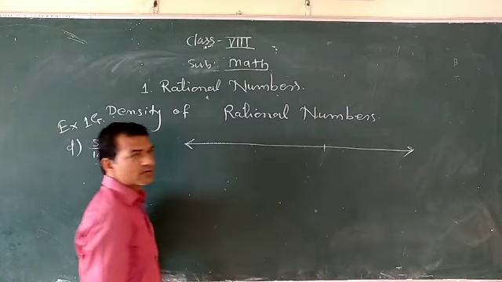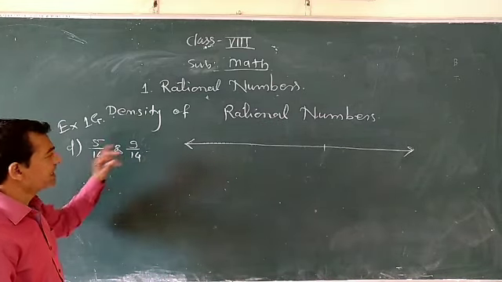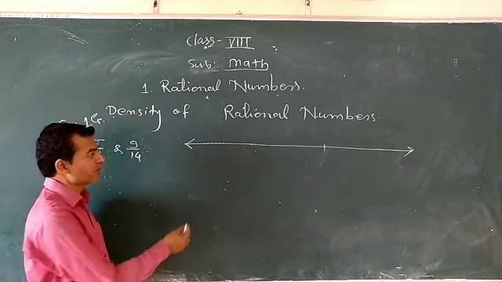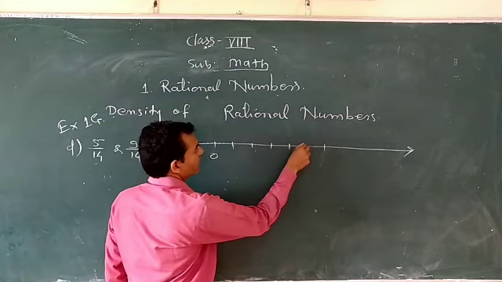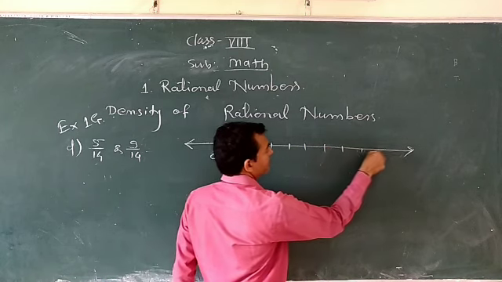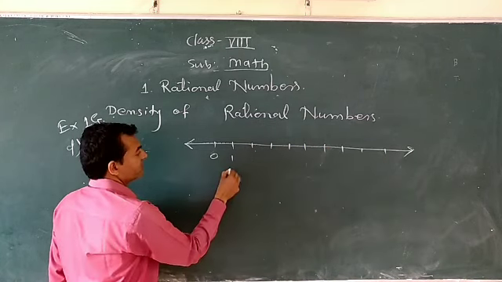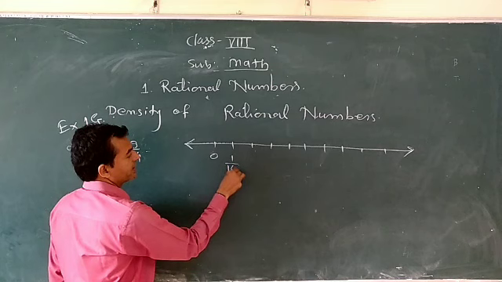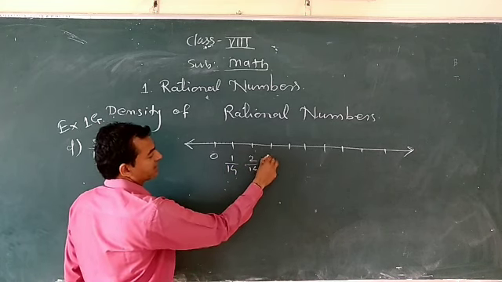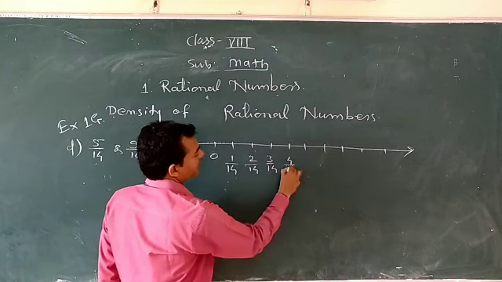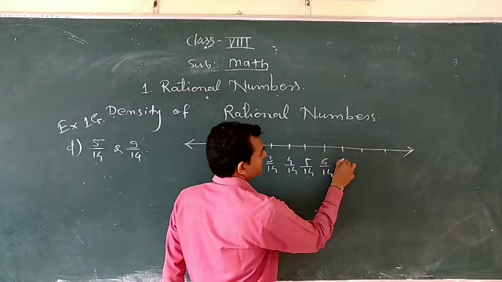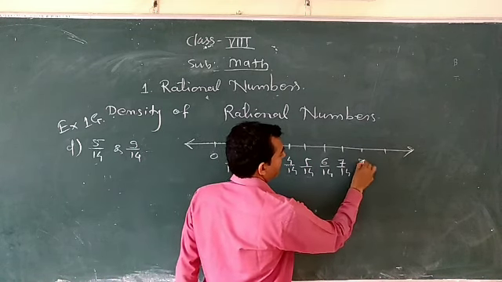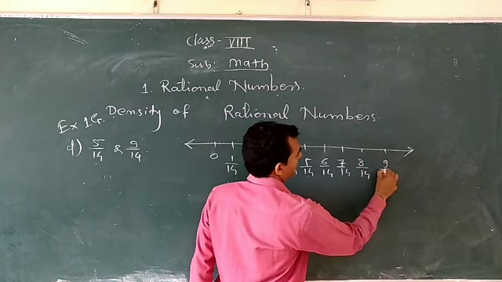Okay. Now listen here. 5 by 14 and 9 by 14 are there. Both numbers are positive. Suppose you start 0 here, then 1, 2, 3, 4, 5, 6, 7, 8, 9. Now this is 1, so you can write here 1 by 14. This is 2, this 2 by 14. 3 means 3 by 14. Like this you can write here. Okay, 5 by 14, 6 by 14, 7 by 14, 8 by 14, 9 by 14.